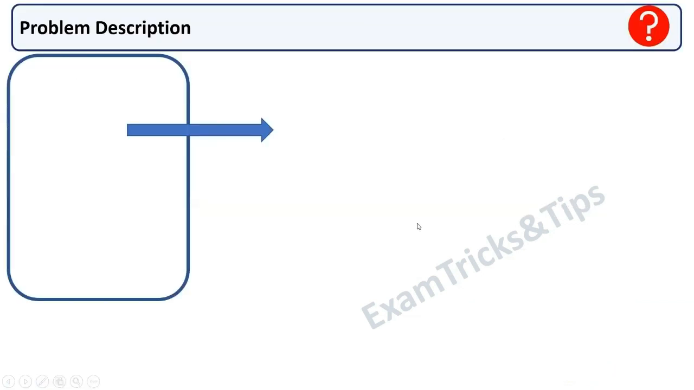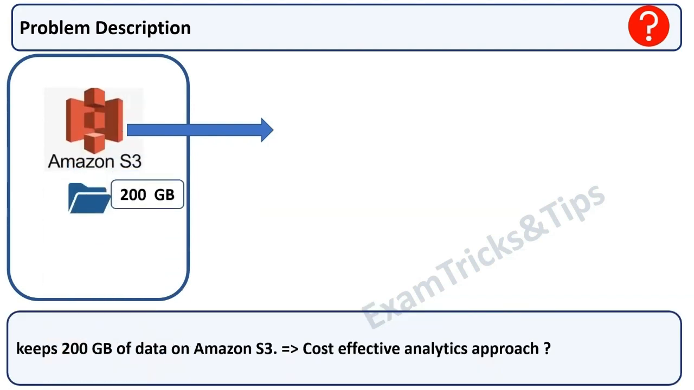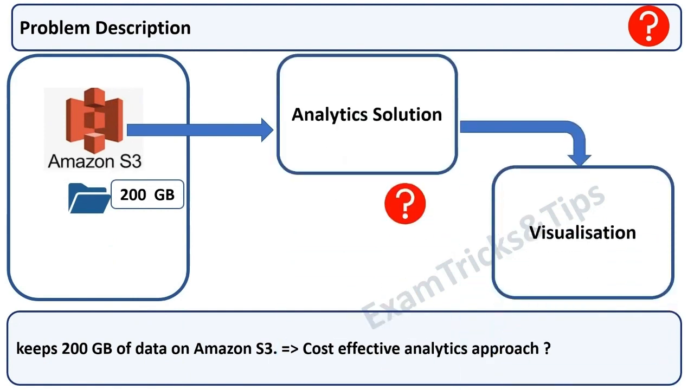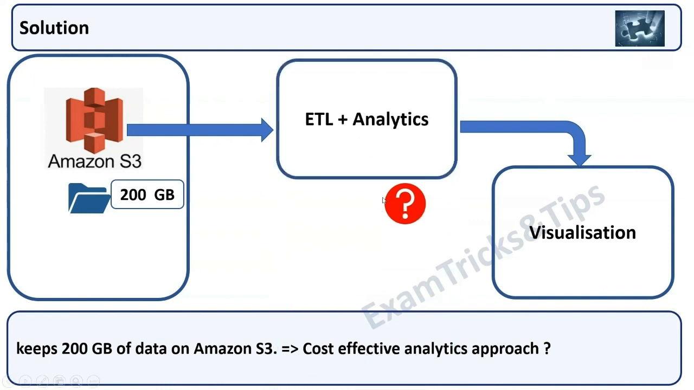So what do we have here? Let's analyze the problem, understand the overall problem description. So we have 200 GB of data on Amazon S3. That's our starting position. And we need an analytic solution and a visualization solution for this problem. So it's not a complex situation. Data is in S3 and we have just discussed various options of ETL, analyzing and visualization. So let's see what fits in this particular case. So essentially we need an ETL plus analytics tool here and visualization here.